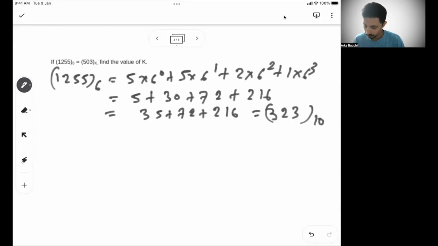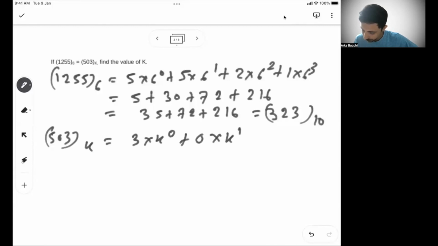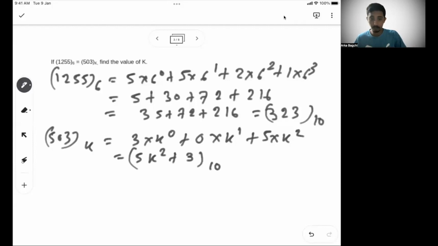323 in base system 10. Okay. So this is 5 into 6 to the power 0, 5 into 6 to the power 1, 2 into 6 square, 1 into 6 cube. Okay. 323 in base system 10. Similarly, 503 in base system k can be written as 3 into k to the power 0, 0 into k to the power 1, plus 5 into k square. So that is written as 5k square plus 3, which is also in base system 10. k to the power 0 is 1 and k to the power 1 multiplied by 0 is 0. So can I then write 5k square plus 3 must be equal to 323.